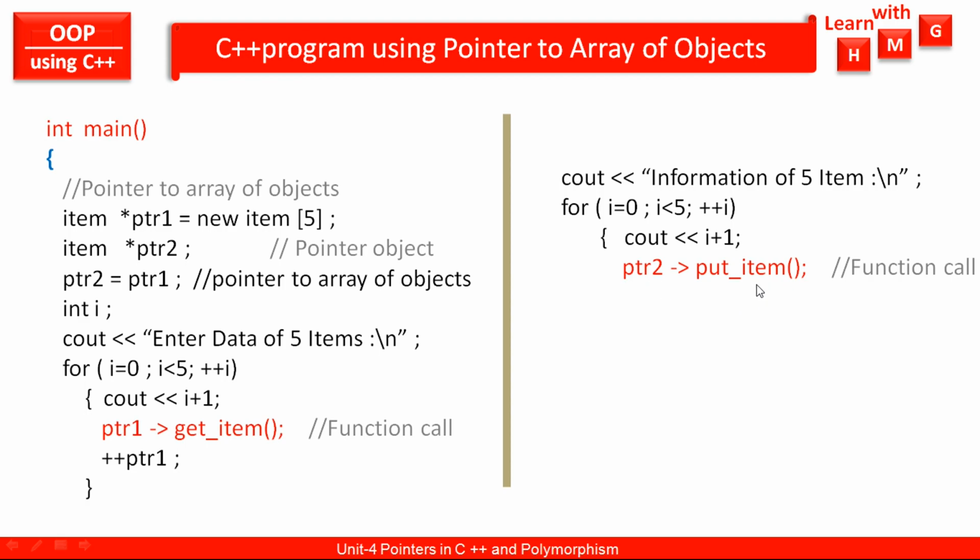So ptr2 arrow putitem, and it will call the putitem function for element number 0, and then the pointer will move further within the array element by element, and for every object element it will call the putitem member function, and the values from every object element will be displayed on the screen, that is the item code, then item name and the price. Return 0, end of the main function. So the program is over here.